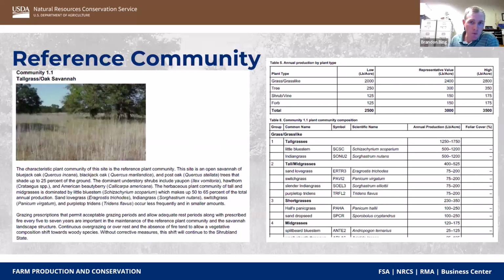Here's an example of a reference community, an ecological site description that we can compare our double sampling method to. You can see we've got production values, we've got plant community composition there. So we can look at all of that as we reference our ecological site description. By knowing which site we're on, we can get a direction in how we want to go and make management decisions based on that.